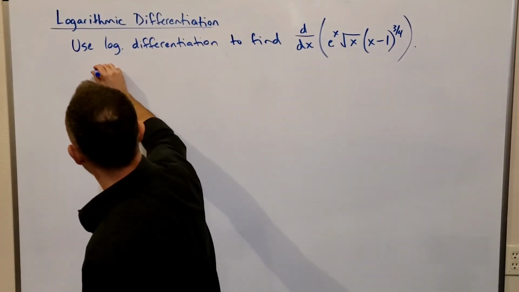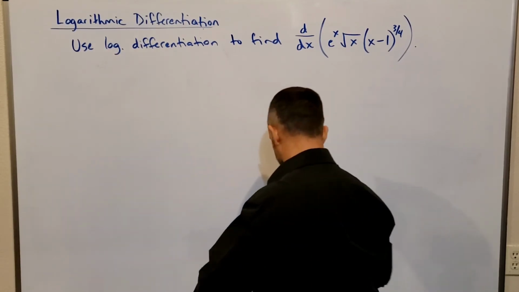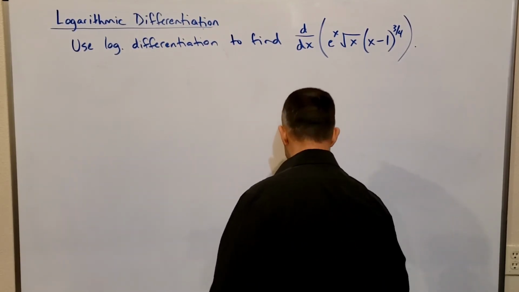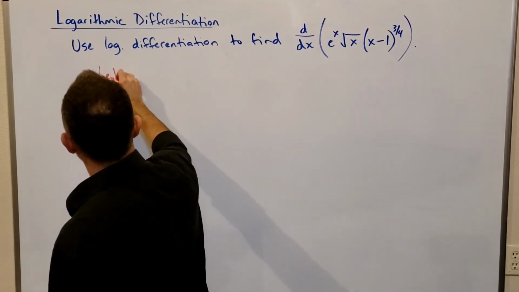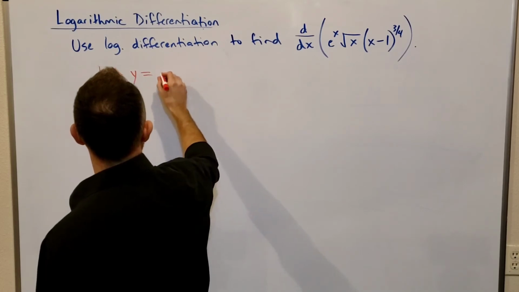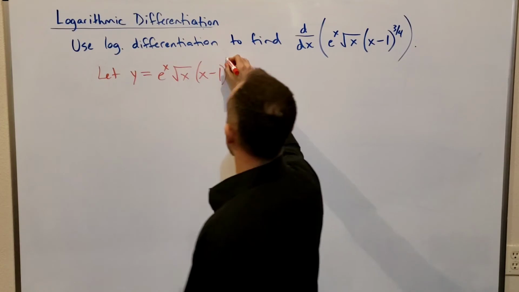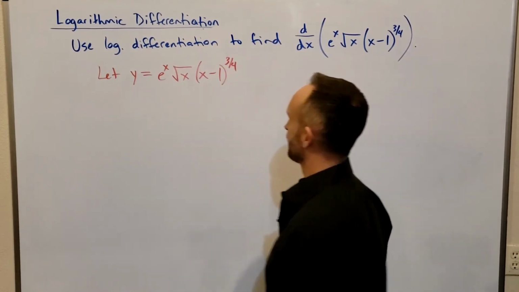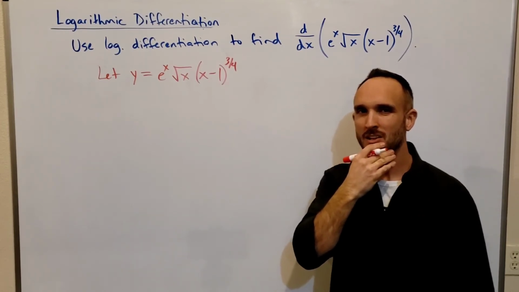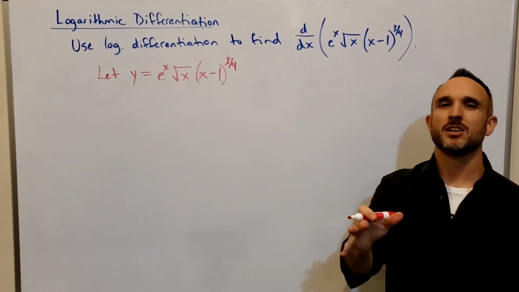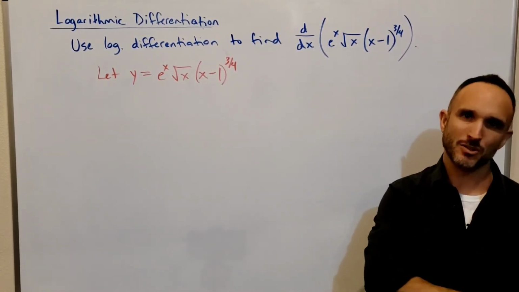So what we're going to do is, let's use a different color. Let's name this function y, right? So why don't we call it y? So let y equal e to the x times the square root of x times x minus 1 to the 3/4 power. And you remember the first step of logarithmic differentiation? You don't differentiate to begin with. You introduce a logarithm so that you can use logarithm laws, and then once you've got that, you differentiate.